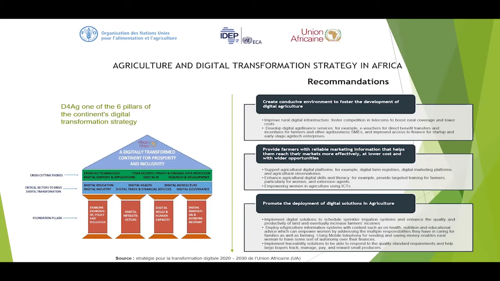And some of the ways, of course, are using, for instance, mobile telephony for sending and saving money. And for countries, for instance, in sub-Saharan Africa, you're very conversant with the mobile money platforms, M-Pesa, that's really Kenya, and then mobile money in countries like Uganda. So that's a very easy way. Then of course, implementing traceability solutions to be able to respond to the quality standard requirements and help large buyers manage, pay and reward small producers. Traceability is important. Beyond enabling these business transactions, it's also important to check and follow up with these farmers who are involved.